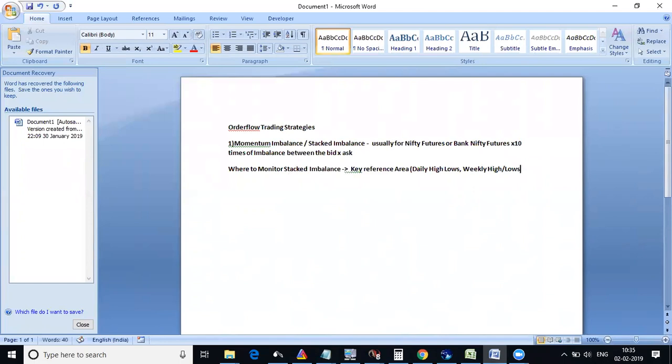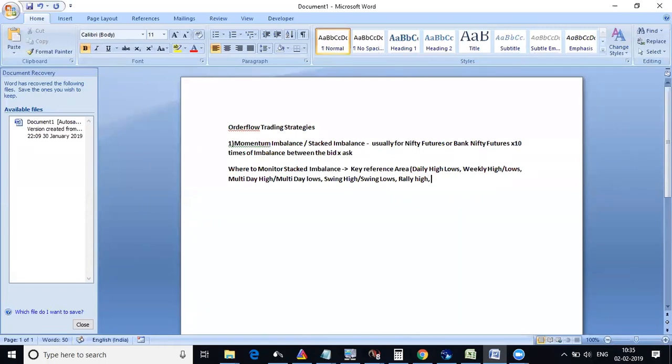Or you can also monitor at a multi-day high or multi-day lows, or any swing high or swing lows. I mean the previous swing high or swing lows, there you can monitor. Or, if you are using market profile, you can also monitor at the rally high to look for acceptance, how the acceptance is coming in. When the price is breaking the rally high, is the momentum getting generated or not.